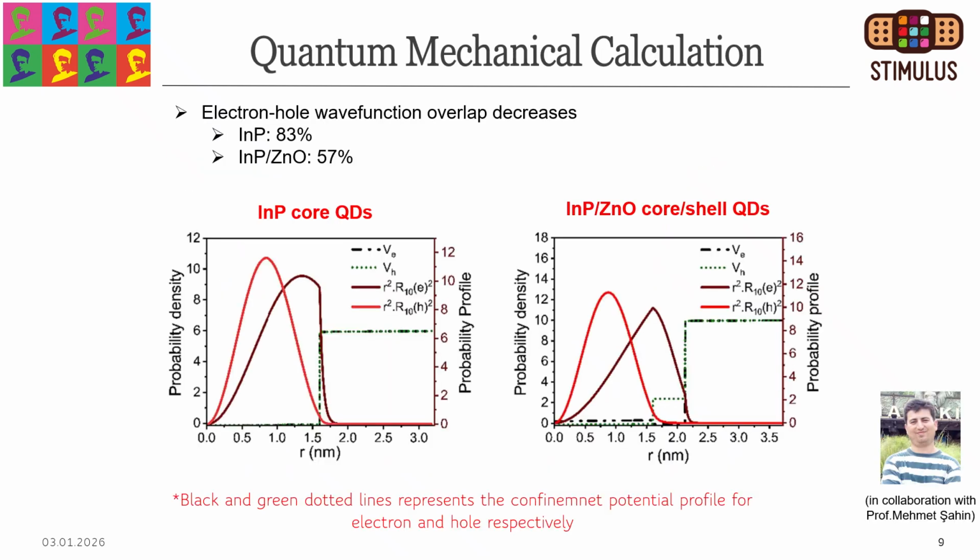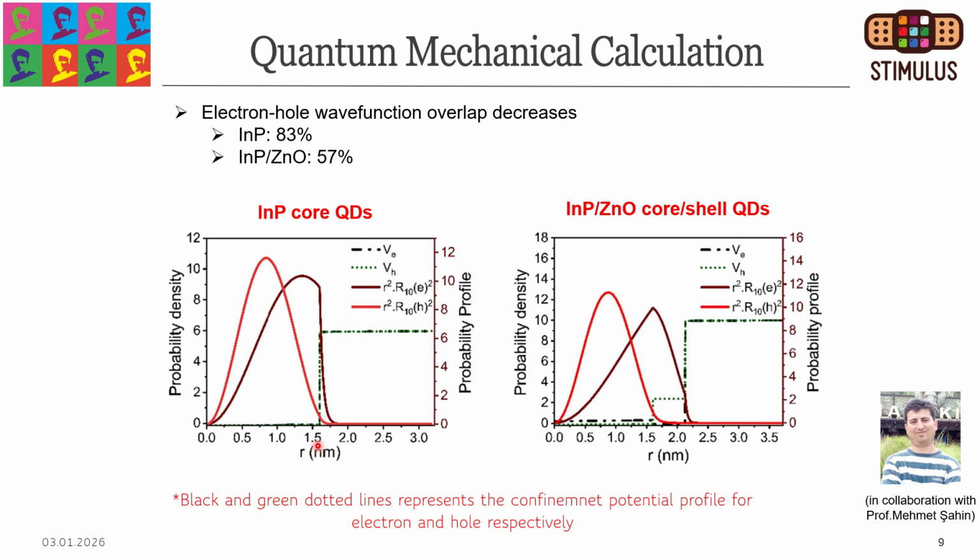We performed the quantum mechanical calculations for these quantum dots with the help of Professor Mehmet Sahin. He performed the quantum mechanical calculation. This figure shows the quantum mechanical calculation of the indium phosphide core quantum dot, and this is the radius of the quantum dot. We also saw in previous slides that the indium phosphide core quantum dot has a size of around 3 nanometers. So its radius is 1.5 nanometers.